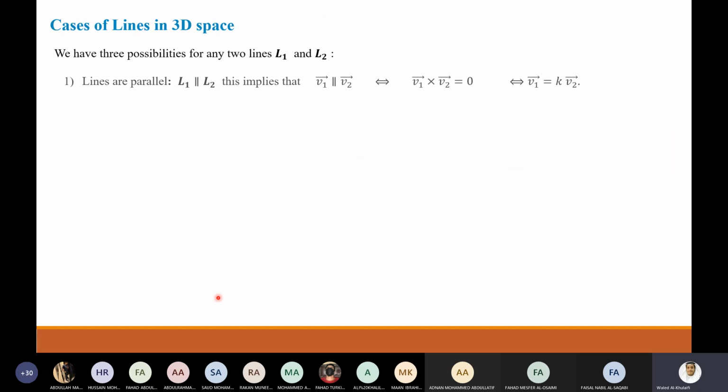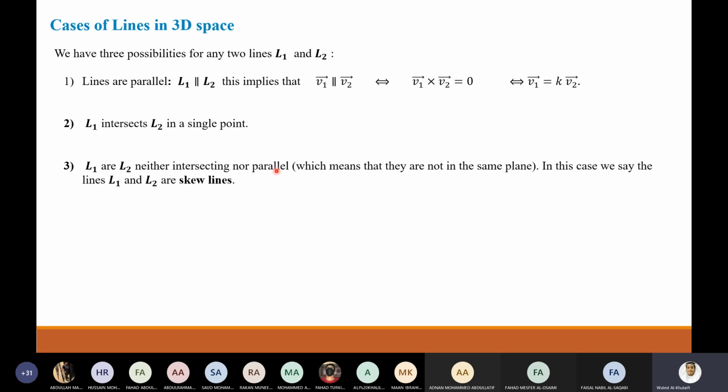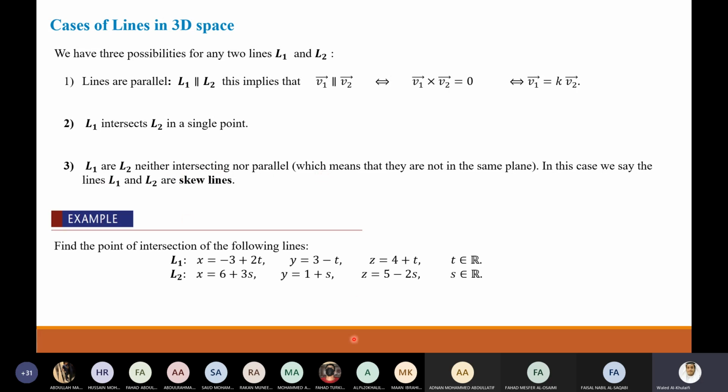Now, we said for lines, we have 3 cases. Either they are parallel, or they intersect in a single point, or they are what we call skew lines, which means they are neither intersecting nor parallel. So this is just an example of how to find a point of intersection, and it was nice and easy. And then we stopped here at the planes.